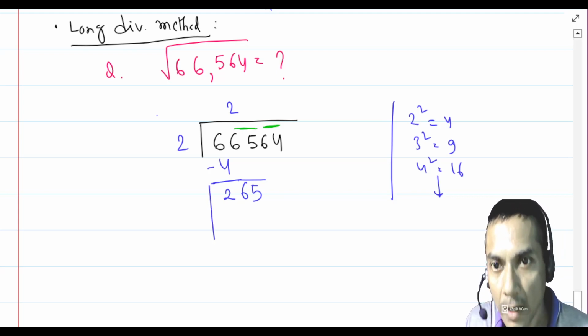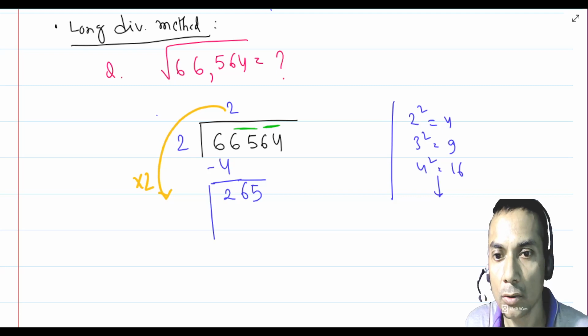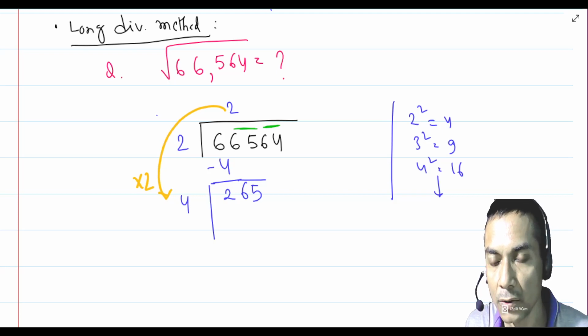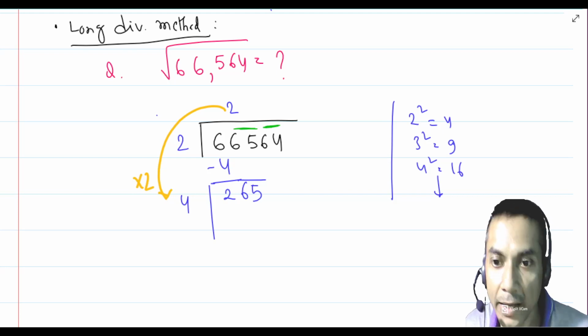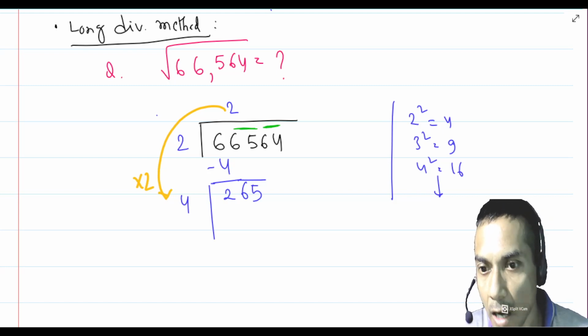265, and you have to consider these two and multiply with 2. Multiply 2. Clear? So 2 2s are 4. What value you get? 4. Here this quotient value multiply with 2, you get the 4. Next you have to find out a value, how you can apply this.